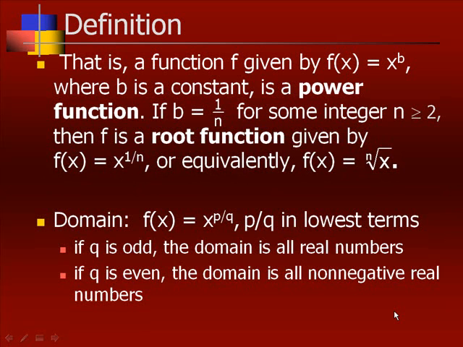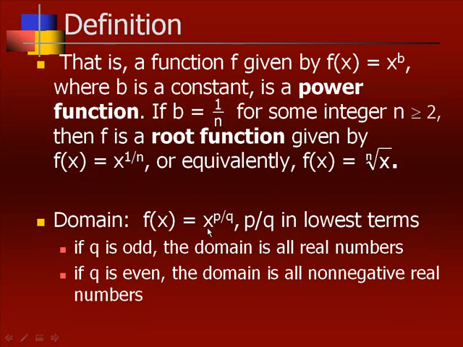Now, in terms of domain, f of x equals x to the p over q, where p over q is in lowest terms. If q is odd, then the domain is all real numbers. If q is even, the domain is all non-negative real numbers.